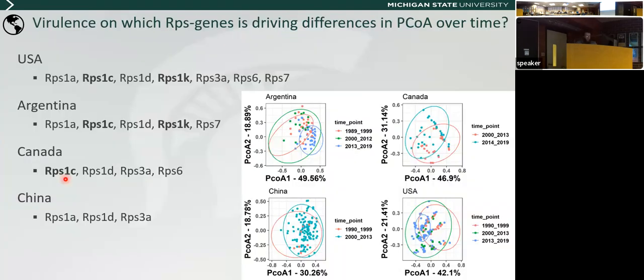Only RPS1C was driving differences in Canada. RPS1K's efficacy in Canada doesn't appear to have changed a whole lot over time, and I'll show that not on the next slide, but the slide after.